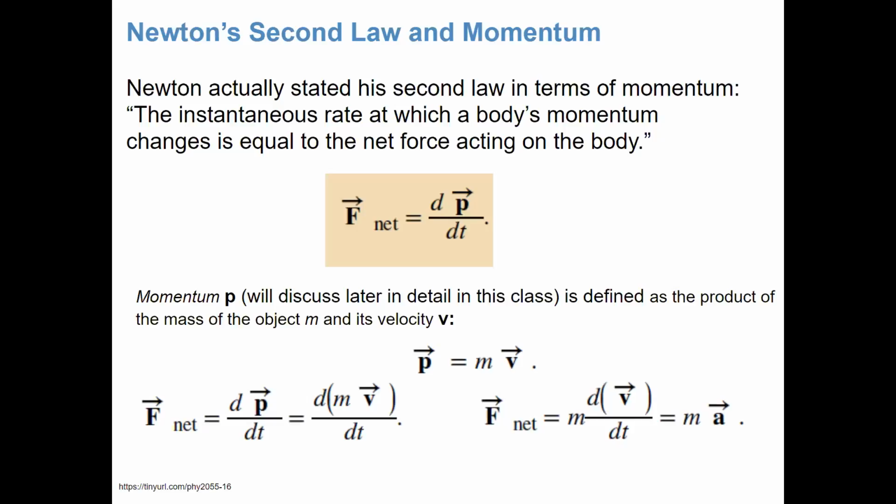And this is a more complete description of it. If you take the time derivative of momentum, then you are doing the time derivative of m times v. In the case that mass doesn't change, then you are doing the derivative of v over t, which gives you acceleration. That's the definition, right? So then net force equals mass times acceleration.